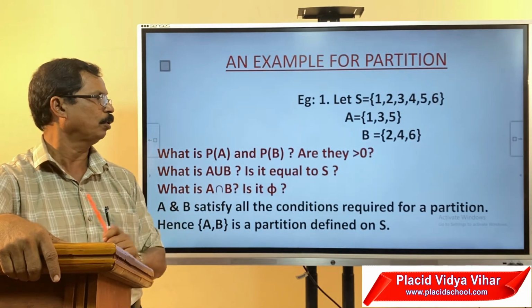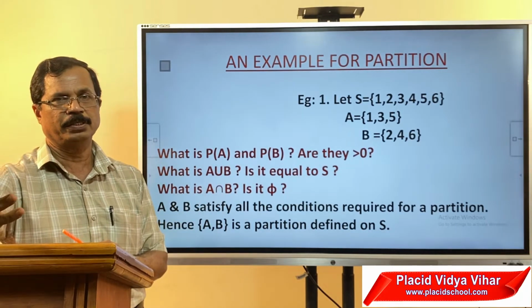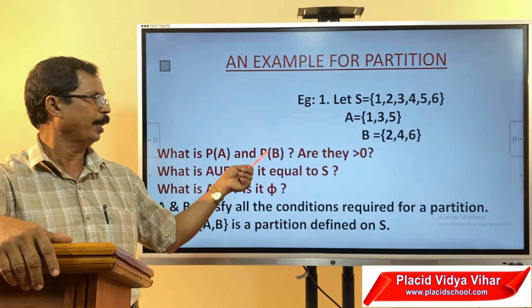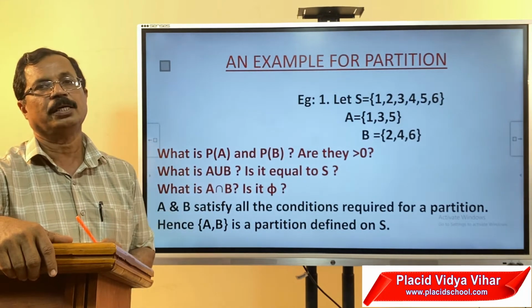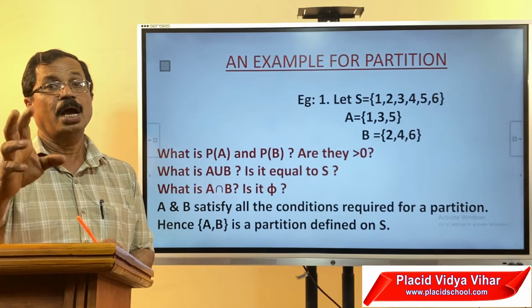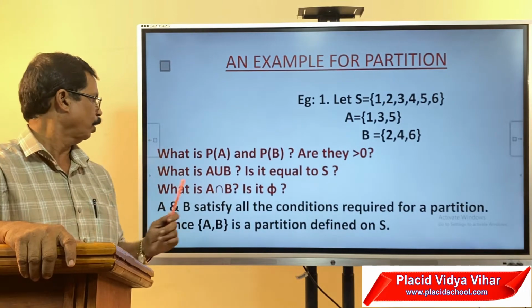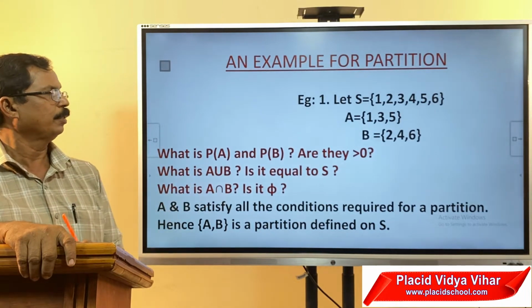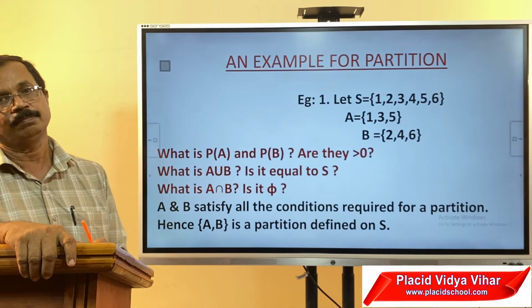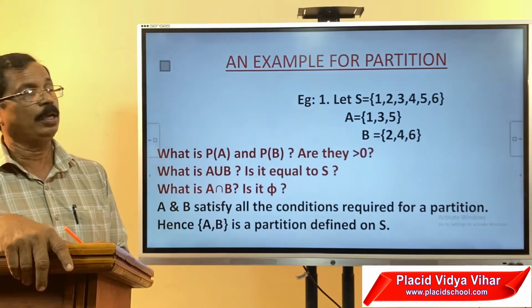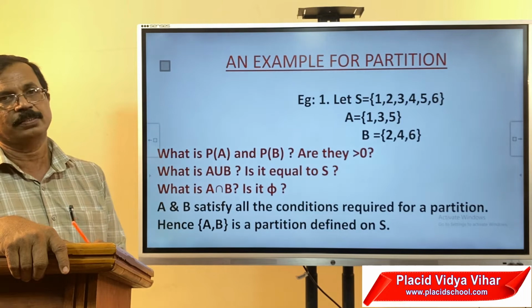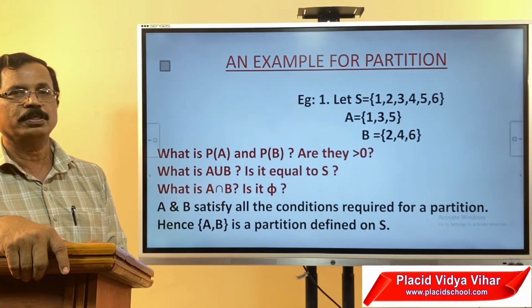And what is probability of B? It is also 3 by 6, that is 1 by 2. In both cases, you can see the probability is greater than 0. So the events have non-zero probability. Now what is A union B? You take the union of A and B. When you take the union of A and B, you will definitely get S. That is, A union B is equal to S.